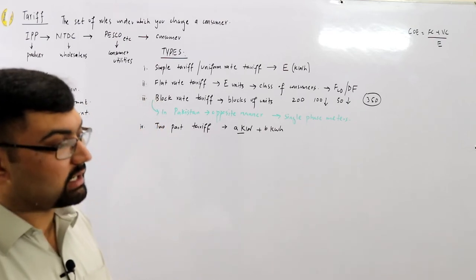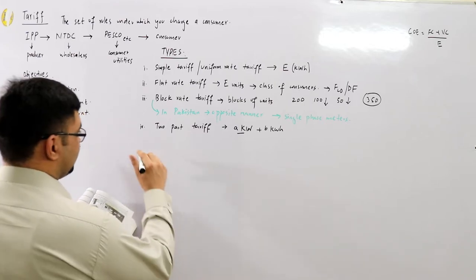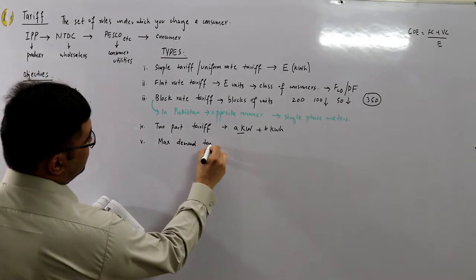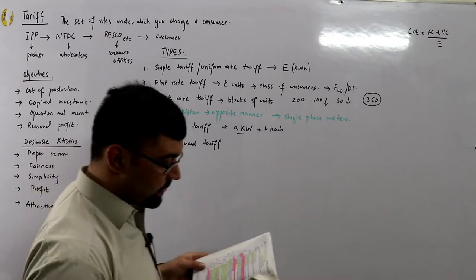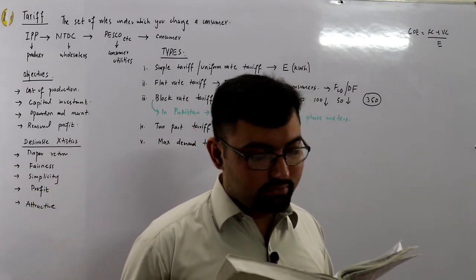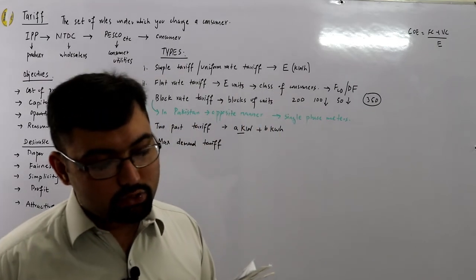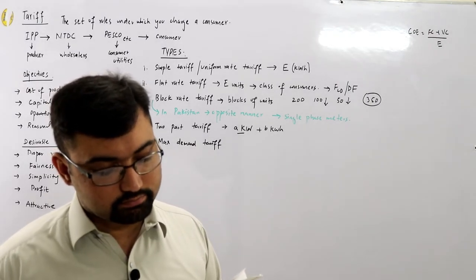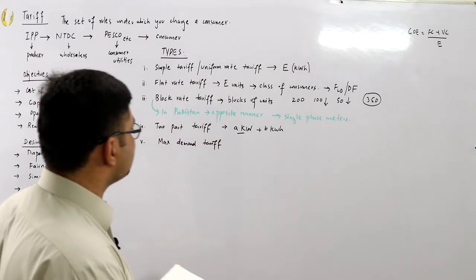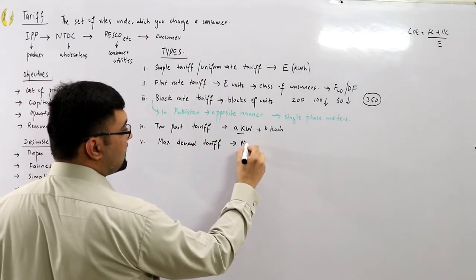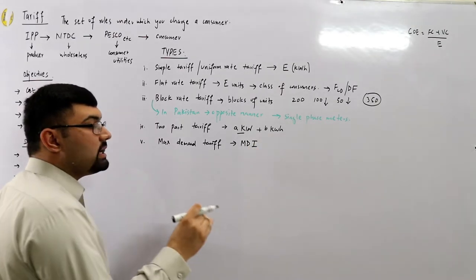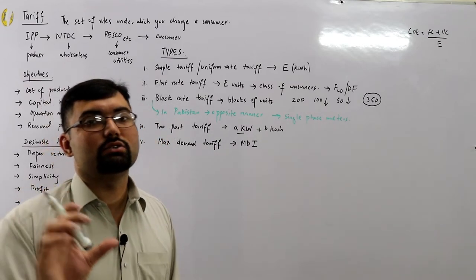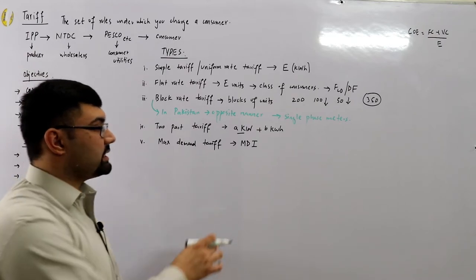So for this, we have what? For this, we have a maximum demand tariff, the fifth. We have a maximum demand tariff to overcome this problem. It's similar to the two-part tariff, where the only difference is that you measure the actual maximum demand by using a maximum demand indicator or a maximum demand meter. The actual maximum demand of the consumer is checked through this maximum demand indicator.